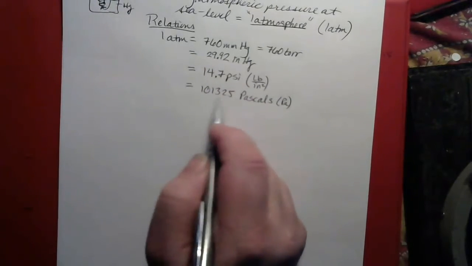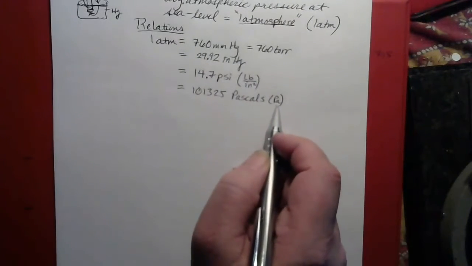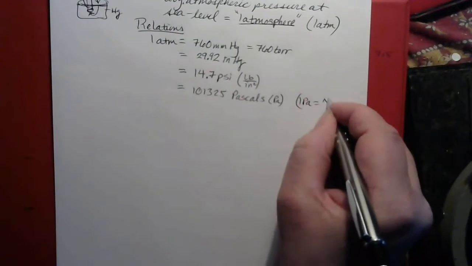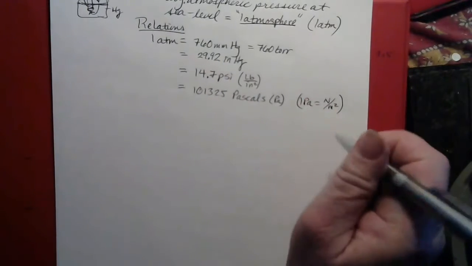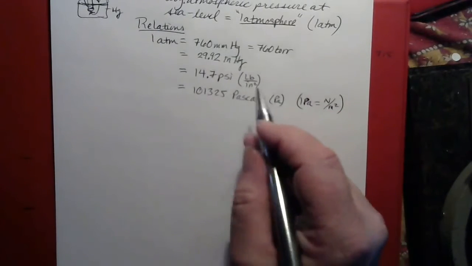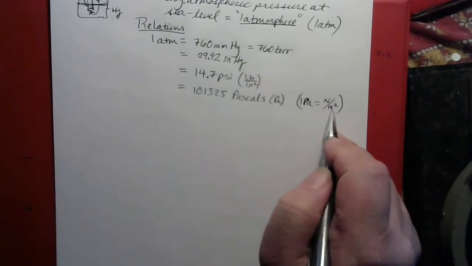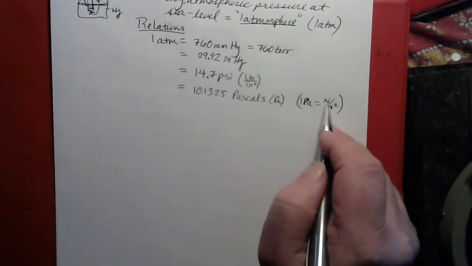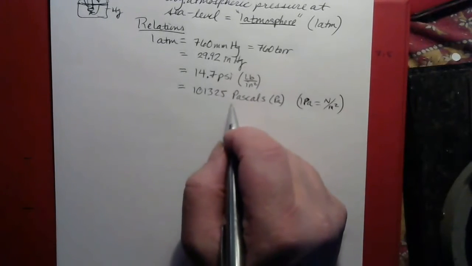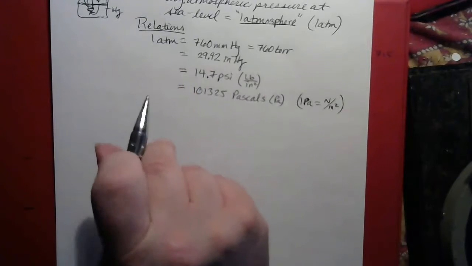Also, 1 atmosphere would be equivalent to 101,325 pascals, abbreviated Pa. The pascal is the official SI unit for pressure because in the SI system, the unit for force is newtons and the unit for area is square meters. So 1 pascal is 1 newton per square meter. And it takes 101,325 newtons per square meter to be equivalent to 1 atmosphere.